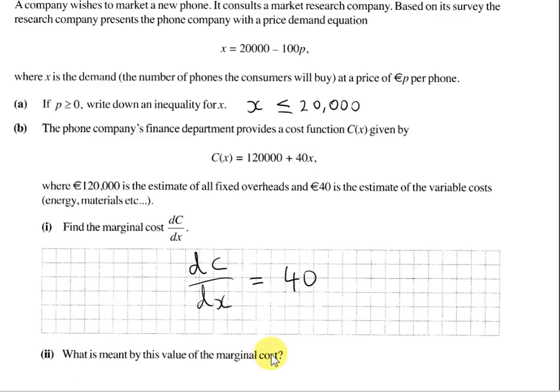What is meant by this value of the marginal cost? Well, X is the demand, that is the number of phones the consumers will buy. So you can see that if X is 1, we have to add 40 onto the fixed overheads. So we get 120,000 plus 40. If X is 2, that is if consumers buy 2 phones, we have to add 40 plus 40 or 80 onto this. So we see that 40 must be the cost of producing 1 phone. So if X is 1, it's 40 euros. If X is 2, it's going to be 2 times 40 is 80. And it doesn't matter how many phones have been produced apparently. The cost per phone is going to be 40 euros, no matter what the demand X is.